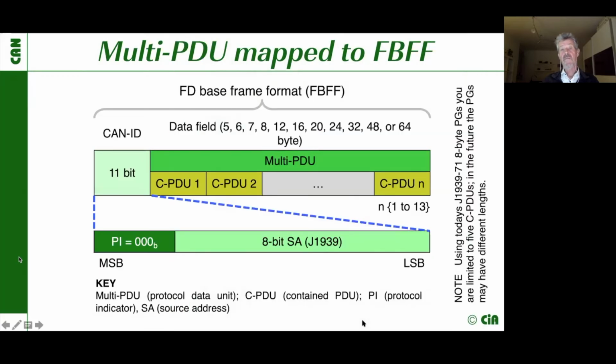Let's have a look at the multi-PDU a little bit more in detail. If we map this to the base frame format for FD, we have the 11-bit identifier, and the 11-bit identifier contains only the protocol indicator. We have written 0 there. This indicates I'm using the multi-PDU protocol. And I always map one parameter group into the C-PDUs. So in the end, if I'm using, for all C-PDUs, legacy parameter groups with 8 bytes, then I'm limited to about 5 C-PDUs in one data frame for a CAN FD. Of course, if I shorten the parameter groups in the future, then I can map more into one of these multi-PDUs.